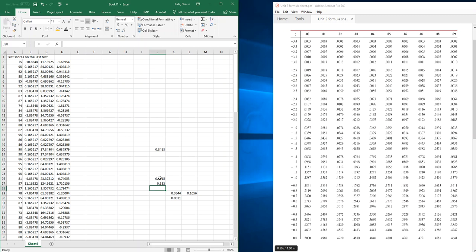So that is the normal distribution with the z-scores. Hopefully this has been beneficial for you.